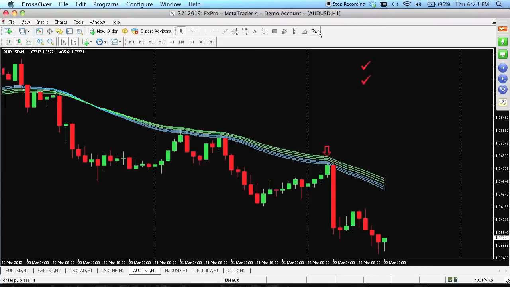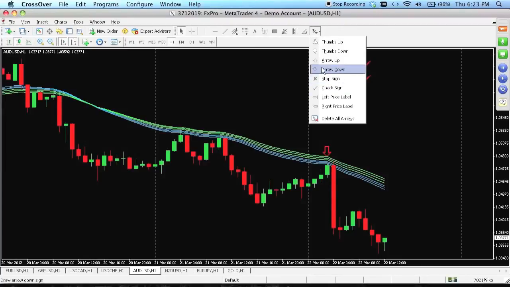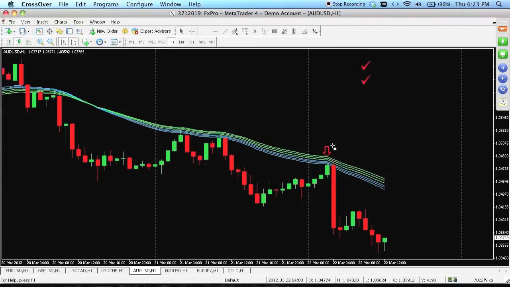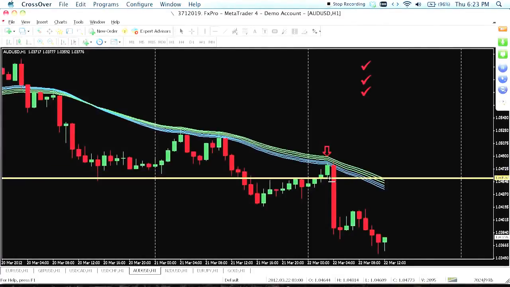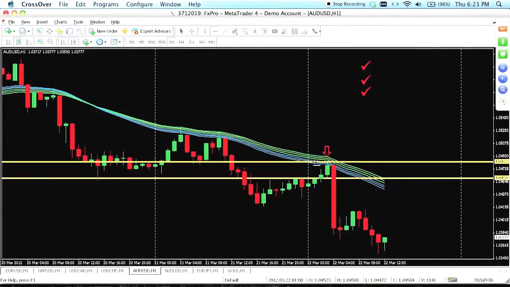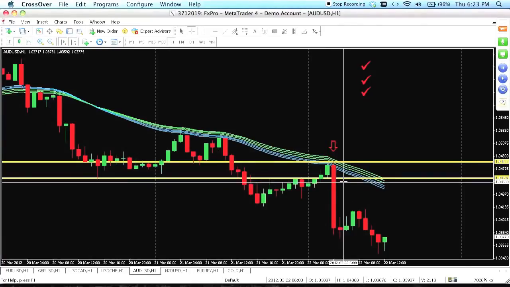Check. Okay. Did we close outside of the MA onto this side? No. Check. All criteria match. We place our entry right here. The next candle opens. We place our stop right there. Now, how many pips away is our stop?